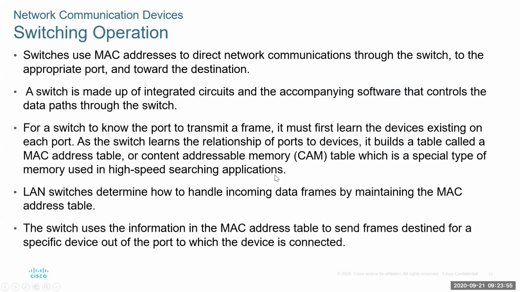So a switch itself, again, is going to focus on the MAC address of direct network communications within the switch, find out which port is appropriate, and go on. This is commonly called the MAC address table on a switch, or it could be called a CAM table, content addressable memory, depending on the device. They're just special types of high-speed searching memory available within your switch. It could have a bunch of software that's controlling these. You can determine how to handle those incoming data frames by maintaining that MAC address table, and you can use this information to send frames destined for specific devices out a specific port. So it's constantly learning MAC addresses connected to each port.